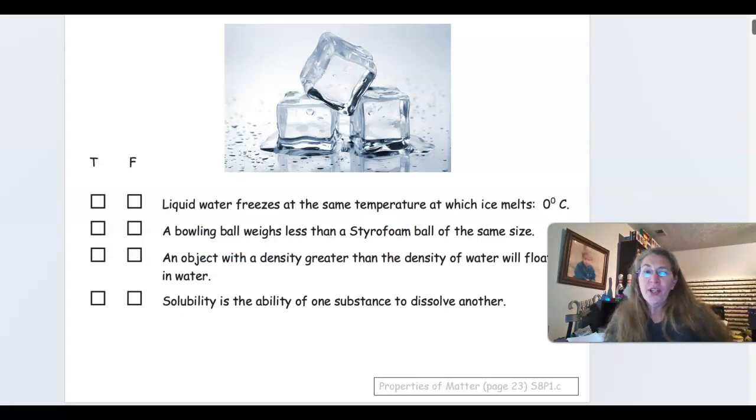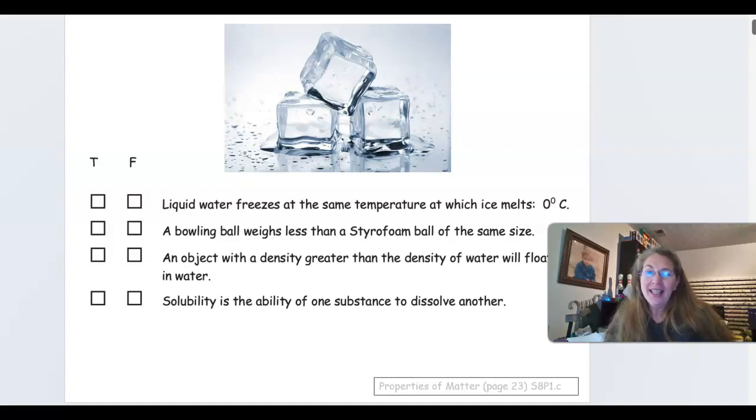So the first 4 questions are: liquid water freezes at the same temperature at which ice melts, and this is true. A bowling ball weighs less than a styrofoam ball of the same size. Hopefully, you marked that one false.